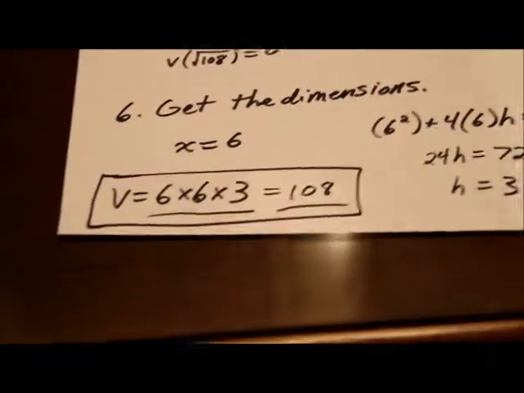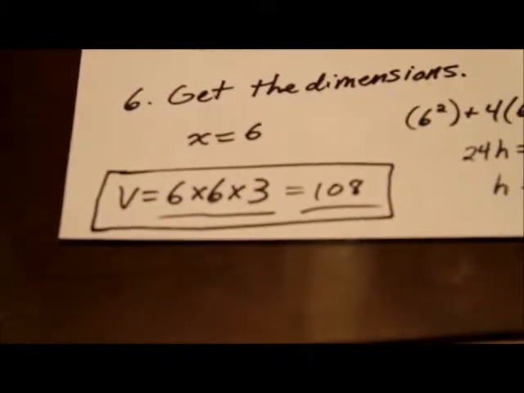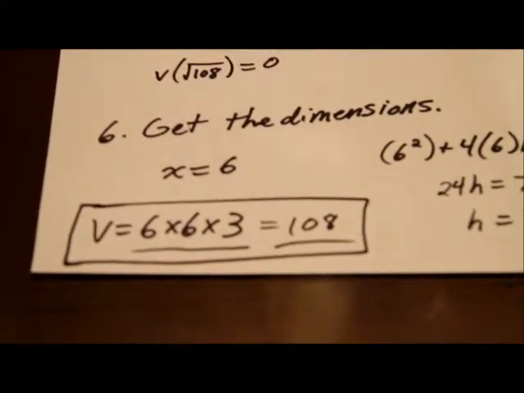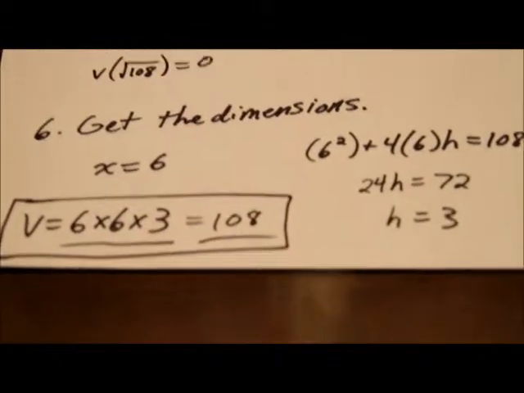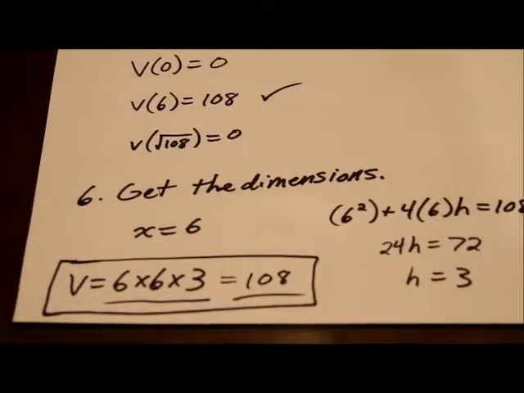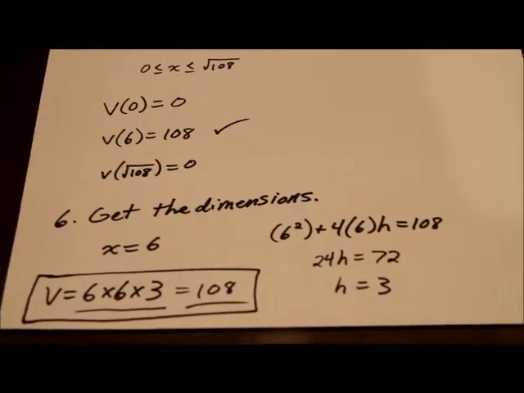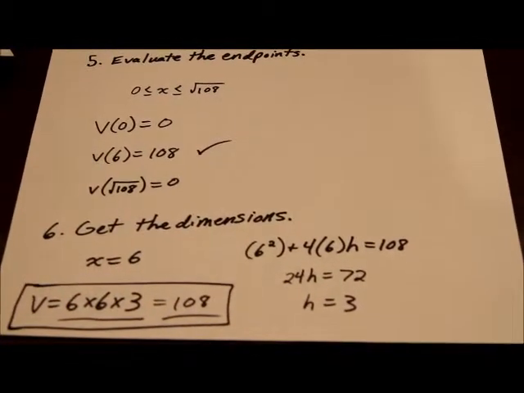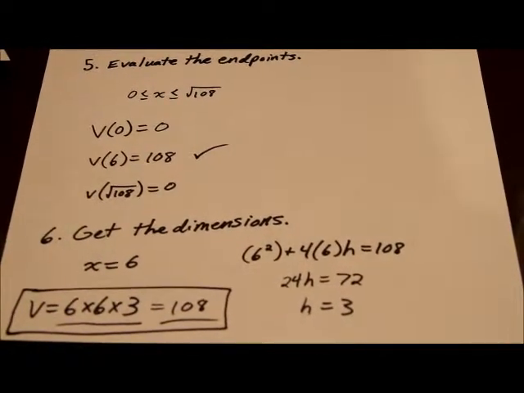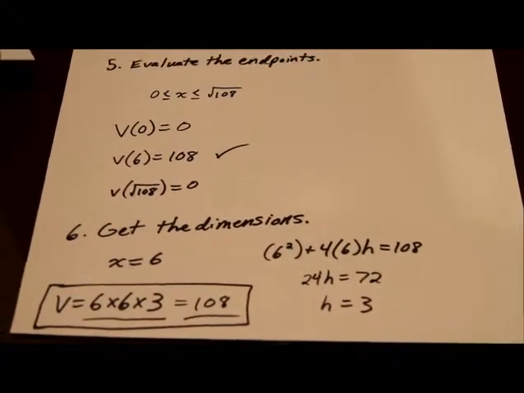So the volume is going to be 6 by 6 by 3. Because we have a square base, so that's 6 and 6, and then the height's going to be 3. And that's 108 for the volume. And those are your dimensions. That is going to be the largest possible box you can make with a surface area of 108. And that's going to be minimizing costs to your company while maximizing profit for exports. And that is why we use optimization and the first derivative test.